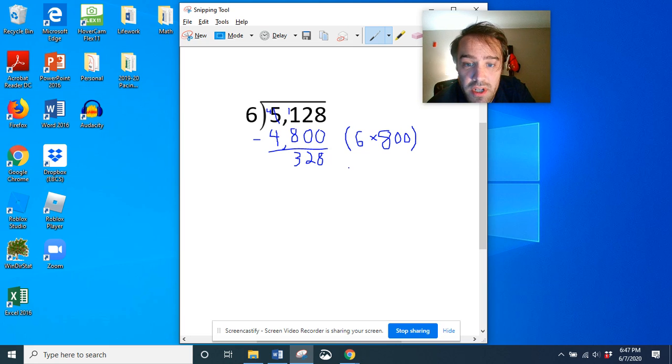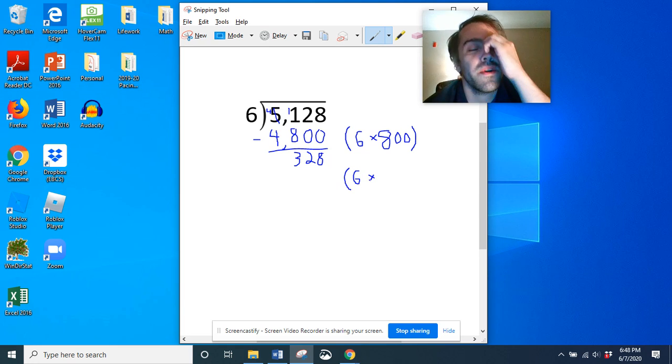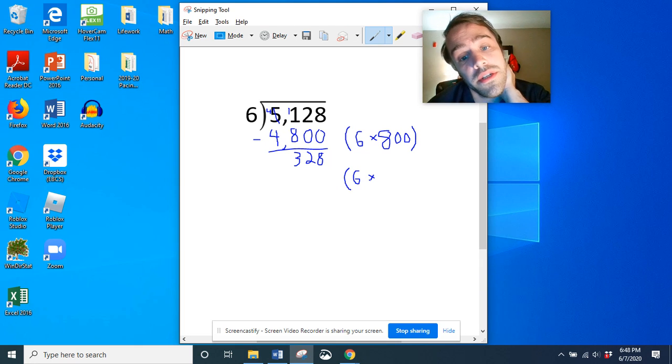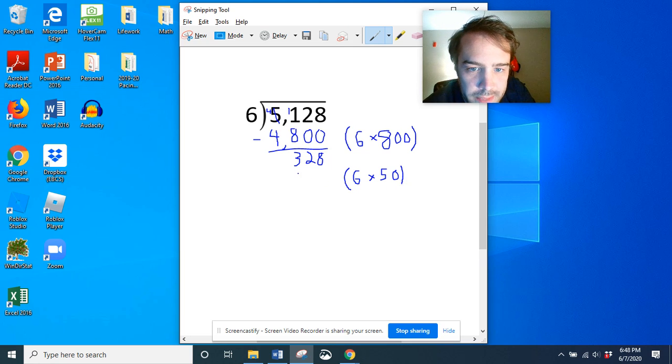I'm going to take away another groups, and remember, I'm going to write the groups that I'm taking away on the side over here. So I need 6 times something to get close to 328. Well, let's see here. 6 times 5 is 30. That could work. 6 times 6 is 36. That's going to be too big. So I'm going to go with 6 times, oh, wait, not 5. 6 times 50. Because 6 times 50 is 300. That's going to get us pretty close. We're not going to have very much left here. Remember, you should always be aiming to do these in like 3 or maybe 4 steps maximum. I think we're going to be able to do it in 3 here.